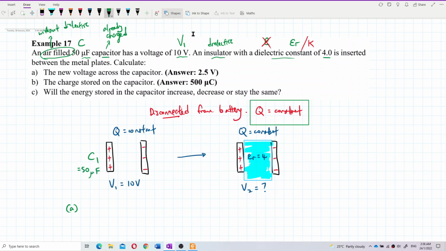For this type of question, you should draw out the picture. Then you should know there are two conditions: the initial condition and the final condition, because one is air filled without dielectric, and one is with dielectric. So this one you can put as C2.